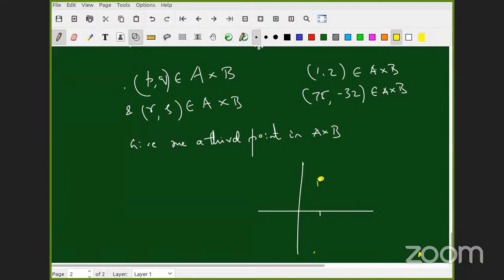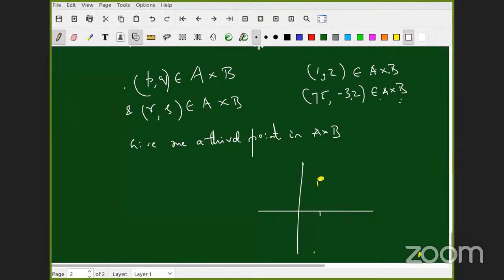Okay, let's ask someone else. No, but look at the meaning. What does (1, 2) belongs to A cross B say? You have to think like that. (1, 2) belongs to A cross B means 1 belongs to the set A and 2 belongs to the set B. Likewise, (75, -32) belongs to A cross B means 75 belongs to the set A and -32 belongs to the set B. That's all the information I have. Now can I get a third point?